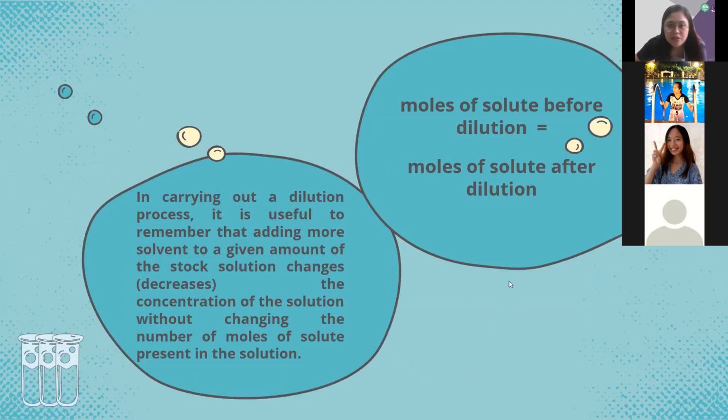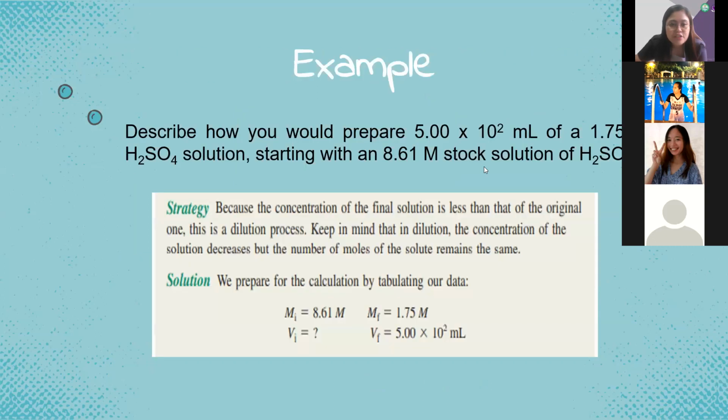Ito yung nakasulat actually sa previous na slide. Solvent lang ang ina-add, hindi solute. So we don't compute for the number of moles anymore. So pwede na natin i-push yung ating computation nito. Let me just use the C1V1. Mas madali kasi siyang i-pronounce or mas madali siyang sabihin kaysa sa MIVI equals MFVF. Nalilito ako. So C1V1 equals C2V2. Mas hiyang ako gamitin itong formula na ito.